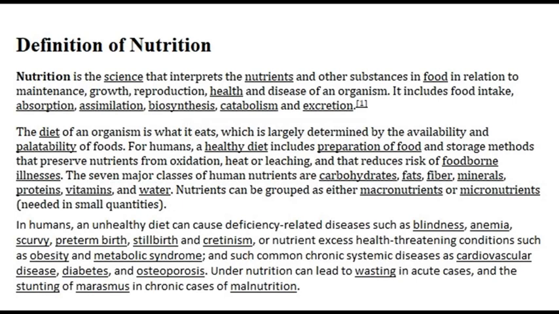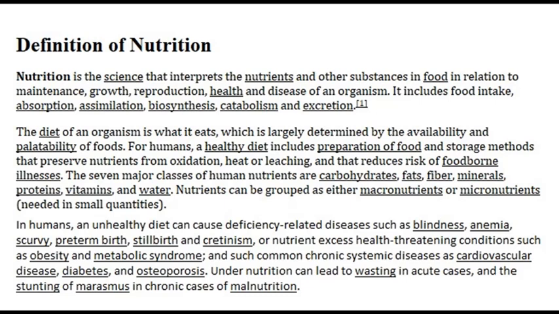Nutrition is the science that interprets the nutrients and other substances in food in relation to maintenance, growth, reproduction, health, and disease of an organism. It includes food intake, absorption, assimilation, biosynthesis, catabolism, and excretion.